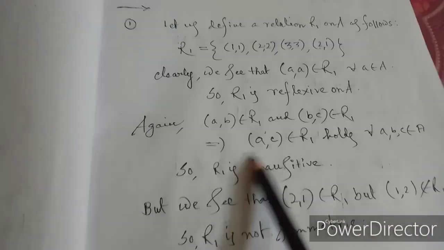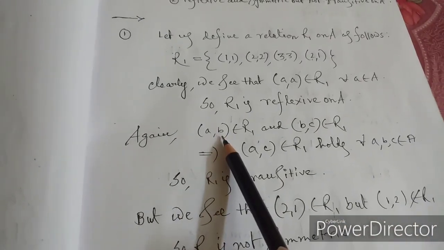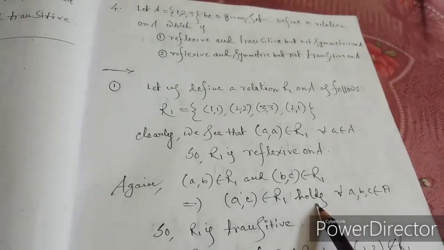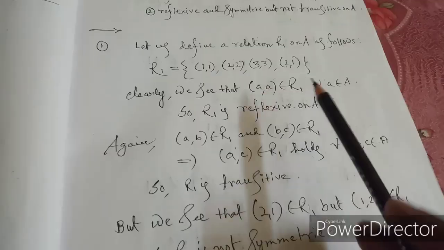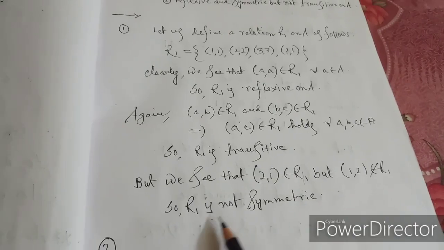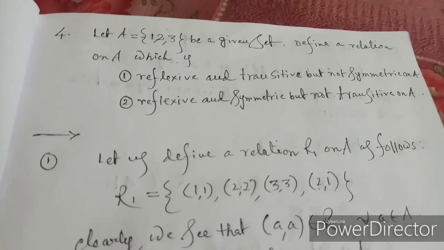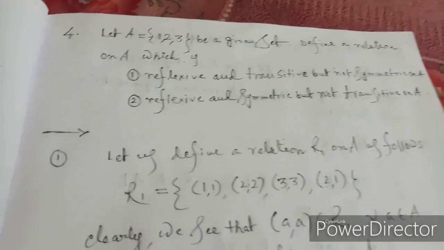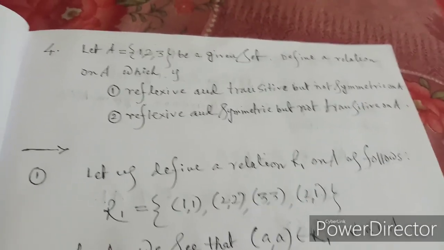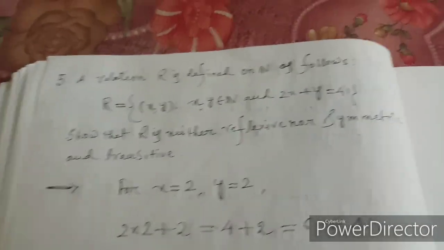Again, (a,b) belongs to R1 and (b,c) belongs to R1, so (a,c) belongs to R1 holds. With the same logic, clearly R1 is transitive. But the last part: we see that (2,1) belongs to R1, but (1,2) doesn't belong to R1. So R1 is not symmetric. So the first part is done, and the second part is left to the students. Find the relation R1; it is your homework. Do it. Very good.